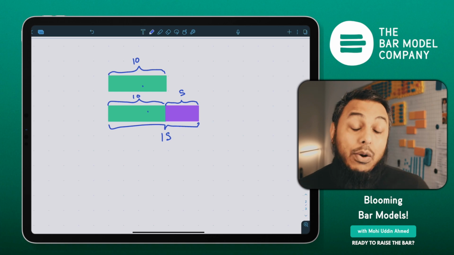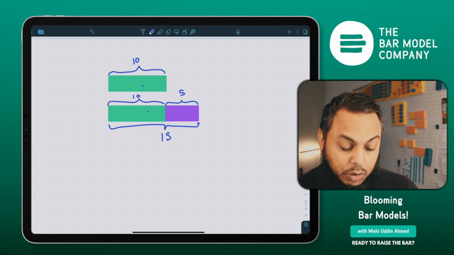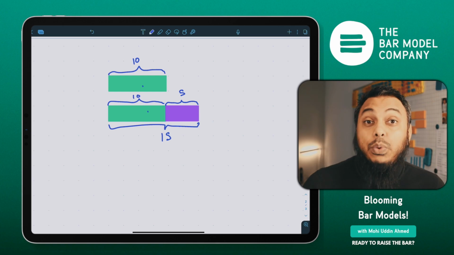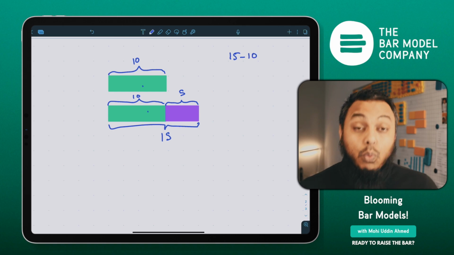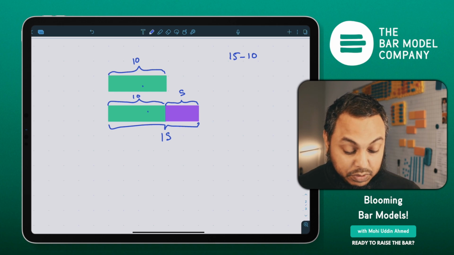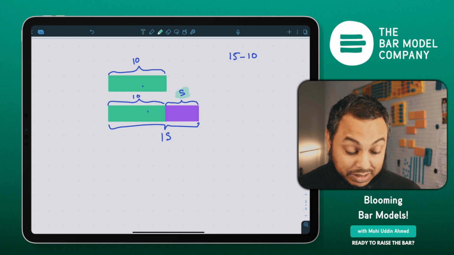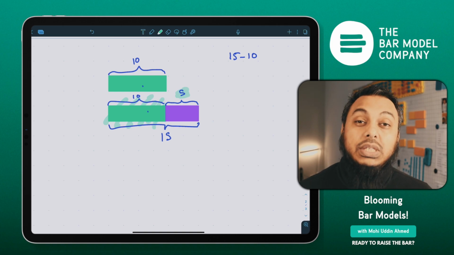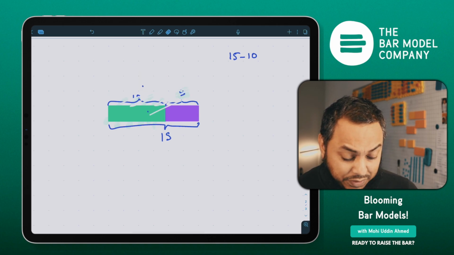Now, how does that support us in questions when it comes to subtraction? Well, subtraction, in one way, we can think of as the difference between two numbers. So, for example, when we subtract 15 take away 10, what we're really saying is what's the difference between 15 and 10? And we can see that difference, again highlighted here, is 5. If we're taking away the 10, this is all gone, then we're left with that difference, that extra part, which is 5.